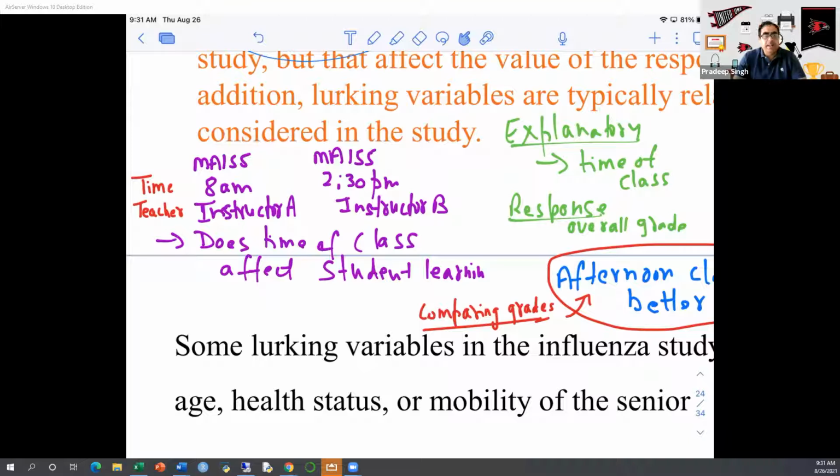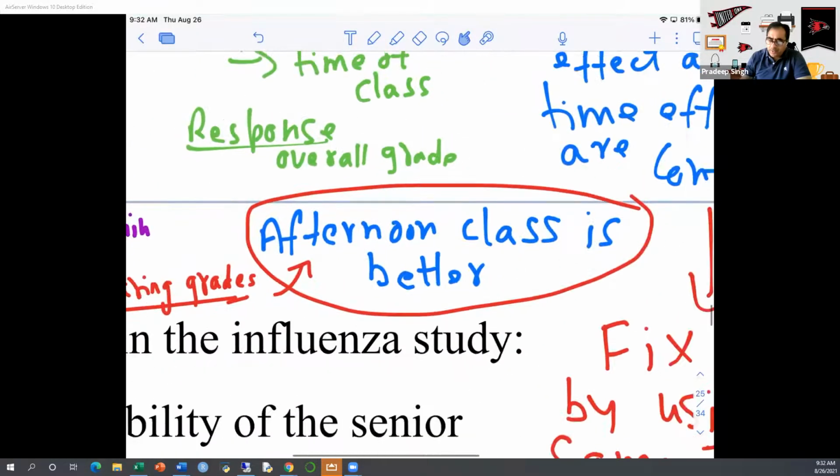And everything else is the same: same syllabus, same notes, same exams for both the groups. At the end of the semester, you compare the grades, right? So that's the study. And after comparing the grades, you come up with this response that the afternoon class is better, because the grades for afternoon students were better. So now you are saying that afternoon students are better.